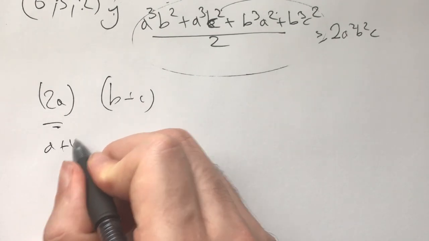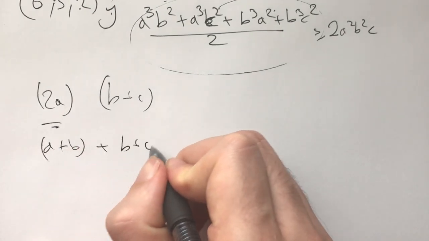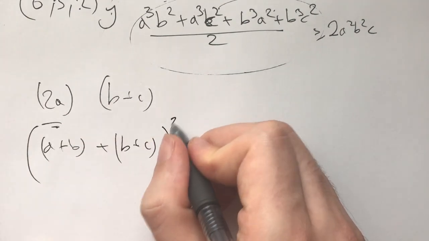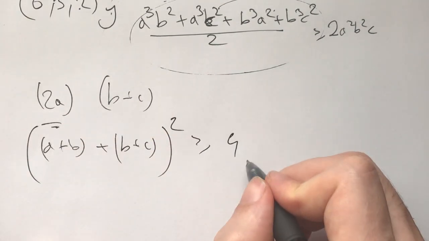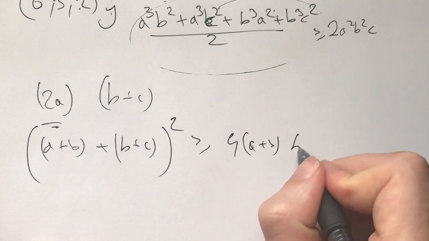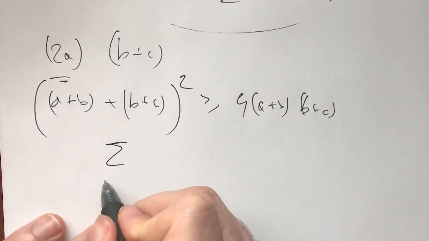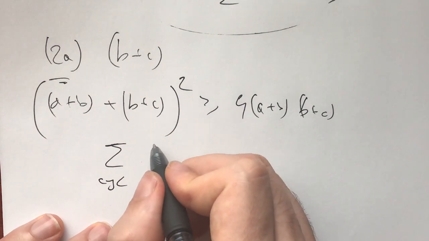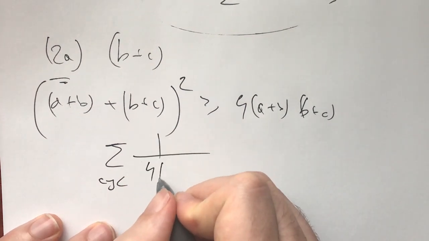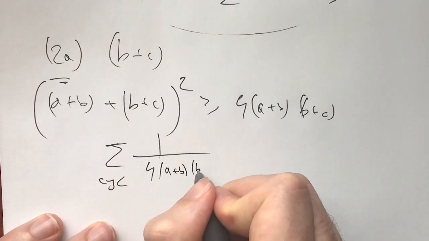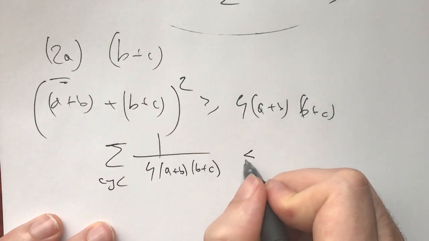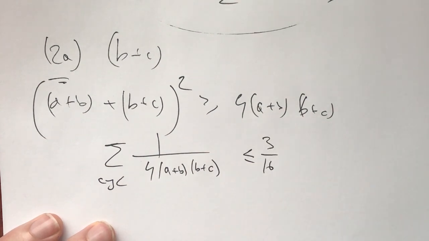But if we did a plus b plus c, all of this squared is greater than or equal to 4a plus b plus c. Now what's enough for us to prove is that the cyclic sum of 1 over 4a plus b plus c is less than or equal to 3 over 16.